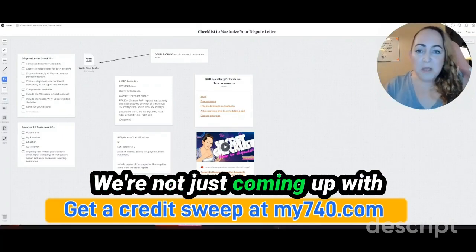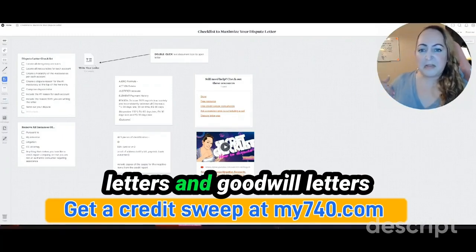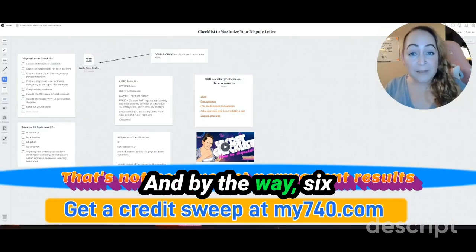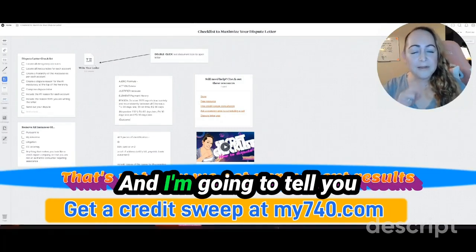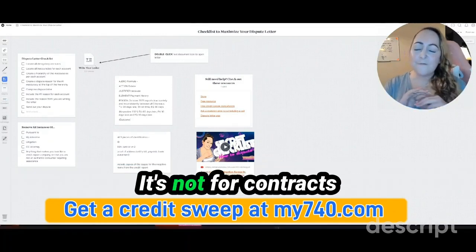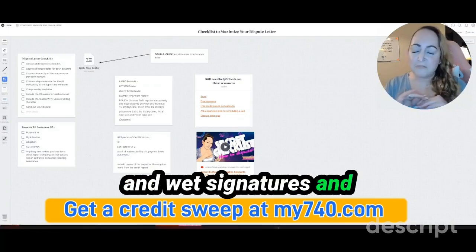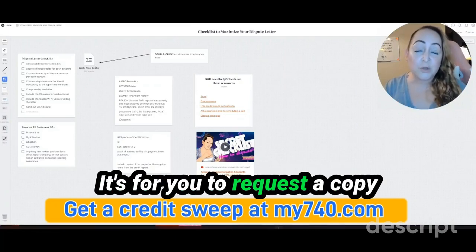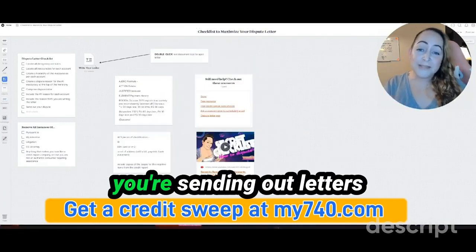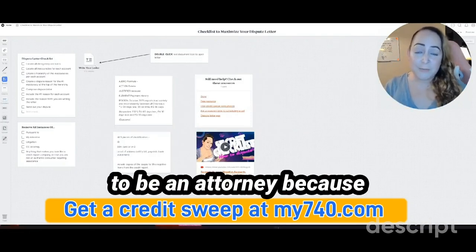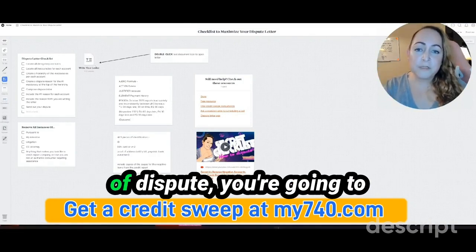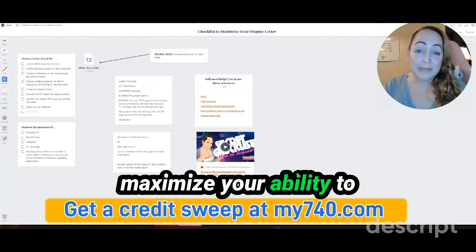We're not just coming up with things and sending hardship letters and goodwill letters and disputing online and sending 609 letters. And by the way, 609 doesn't work, and I'm going to tell you why right now. Guess what Section 609 is for? It's not for contracts and wet signatures and anything else like that. It's for you to request a copy of your credit report by law. Keep this in mind when you're sending out letters that look like you're trying to be an attorney, because you're not. Neither am I.